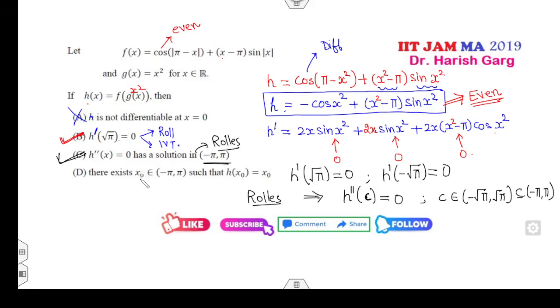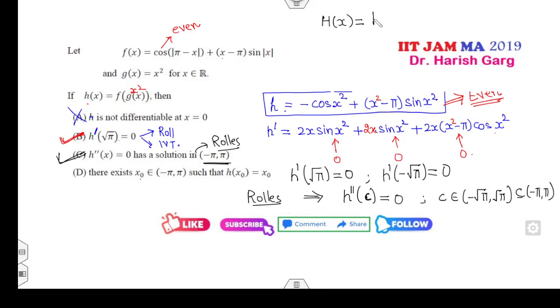There exists the x naught lying between minus pi to pi such that h of x naught is equal to x. ये कैसे होगा आपके पास? Look at that. यहां तक चाहिए मेरे को. I can define one function, say capital Hx, which is h of x minus x. If I prove that capital Hx is 0, तो ये फंक्शन हो जाएगा, which is basically called a fixed point.